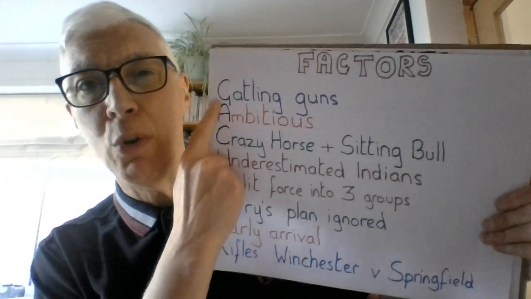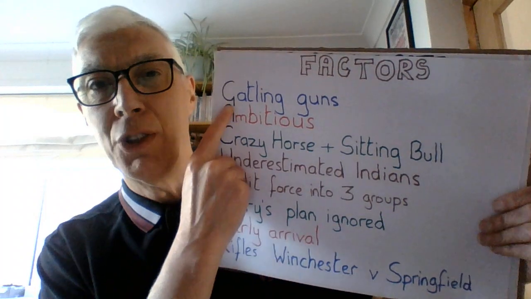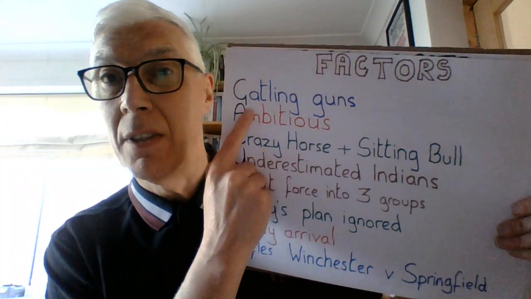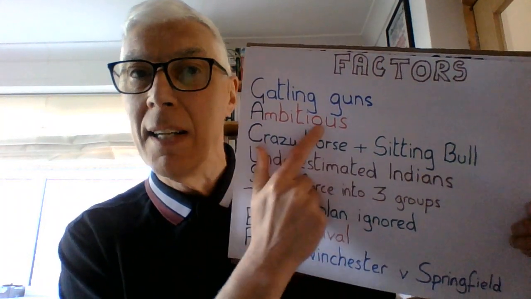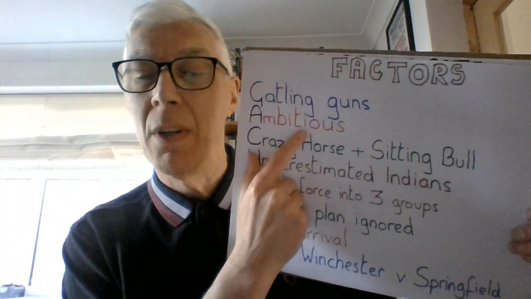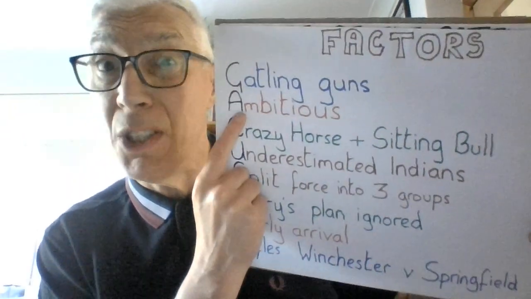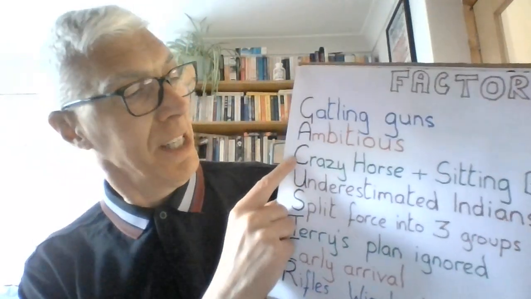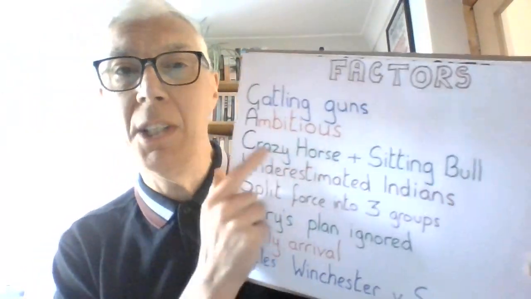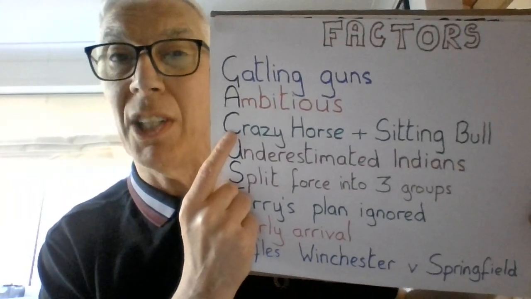Remember, George Armstrong Custer. G, the Gatling guns. Custer refused them. A, he was very ambitious. Was he refusing to make common sense decisions because he's so ambitious he wanted to win? The C, Crazy Horse and Sitting Bull. Crazy Horse did most of the fighting. He led them, a very successful warrior.